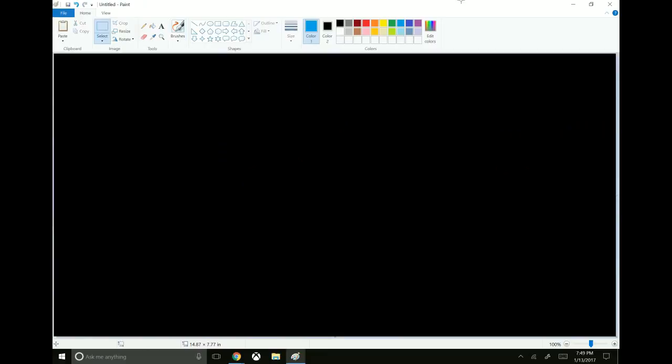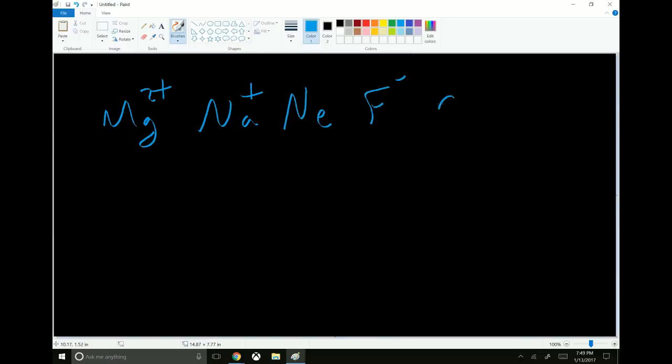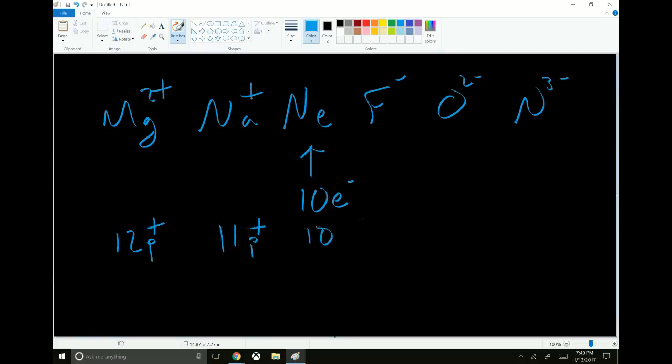And you draw them out. You have magnesium 2 plus, sodium 1 plus, neon, fluoride, oxide, and nitride. They are all going to have the same number of electrons as neon, so 10 electrons. But they're still that element, even though they're ions of the element, so they have different numbers of protons. So you have 12 protons, 11 protons, 10, 9, 8, 7 protons.